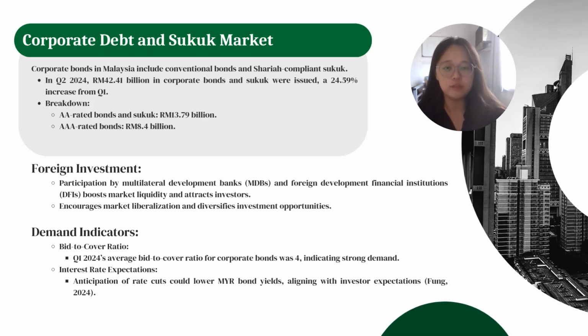Moving on to the corporate debt and sukuk market in Malaysia, we see significant growth in Q2 2024 with 42.4 billion worth of corporate bonds and sukuk issued, a nearly 25% increase from Q1. It's mostly due to active foreign participation by multilateral development banks and development financial institutions, which has played a crucial role in boosting liquidity and diversifying investment opportunities. Notably, the bid to cover ratio for corporate bonds in Q1 2024 averaged 4, highlighting strong investor demand. Analysts predict that with the possibility of an interest rate cut in future, the Malaysian ringgit bond yield is expected to decrease and further align with market expectations.